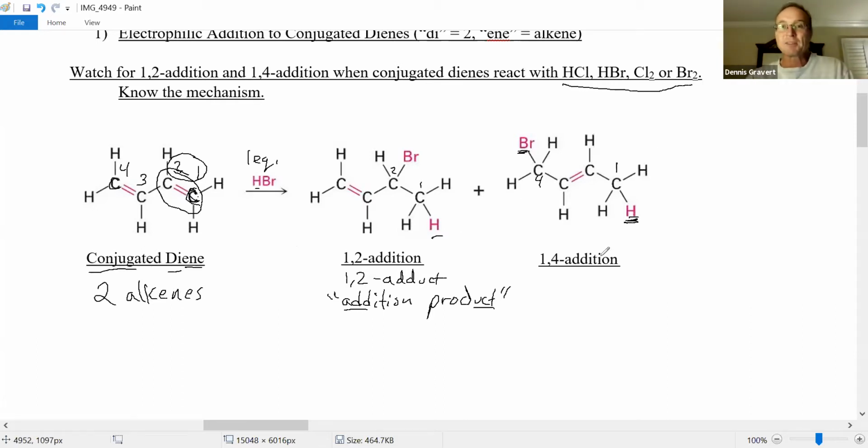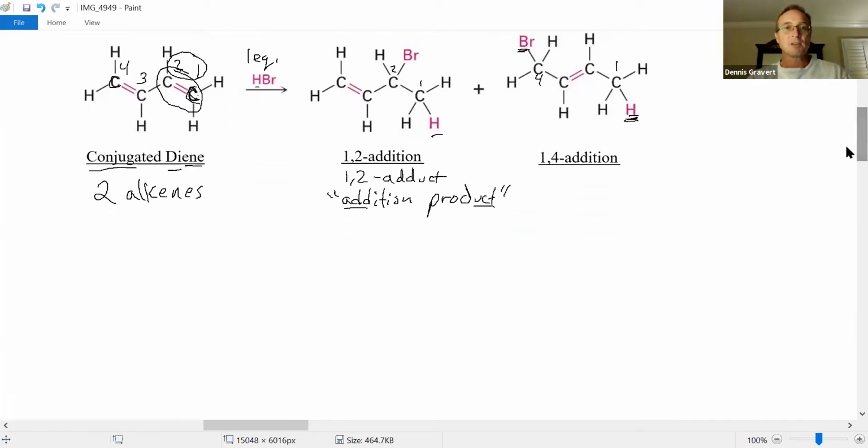Let's look at the mechanism to explain the 1,4 product. Okay, well, it's not a new mechanism. It's just a new application of an old mechanism. Let me draw it the same way it appears there. Just keep things consistent, but you don't have to.